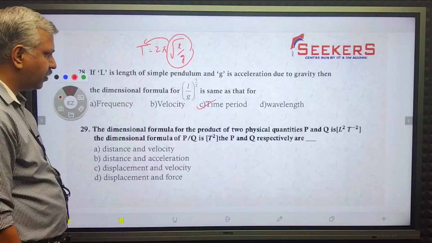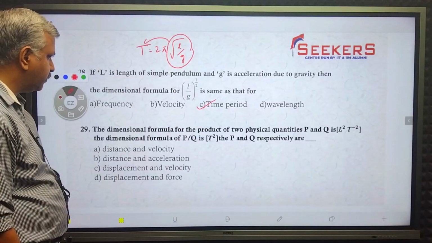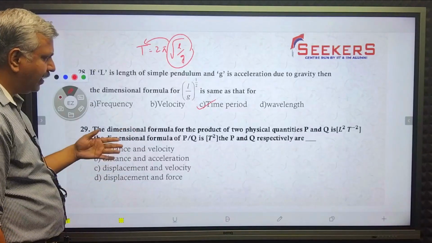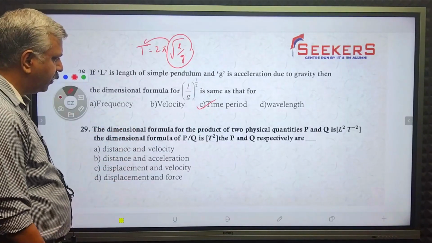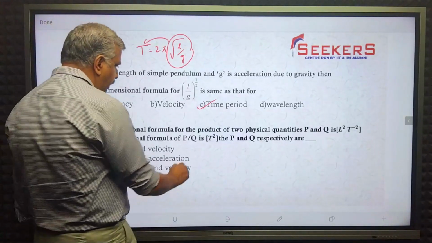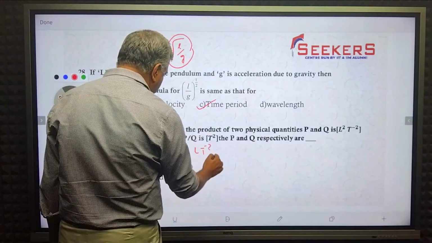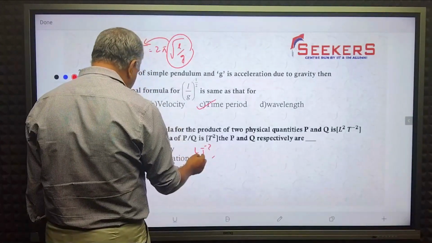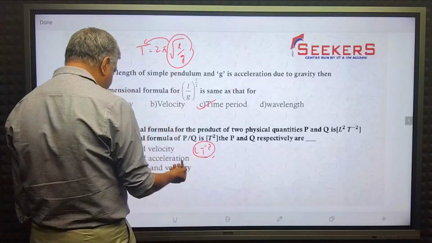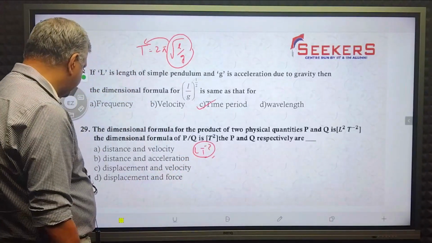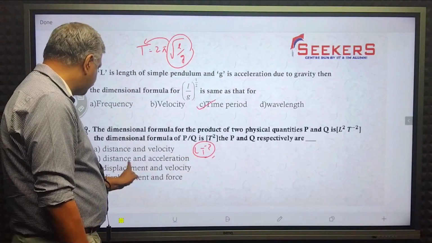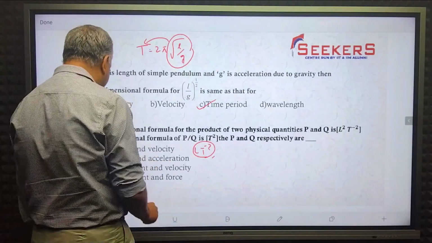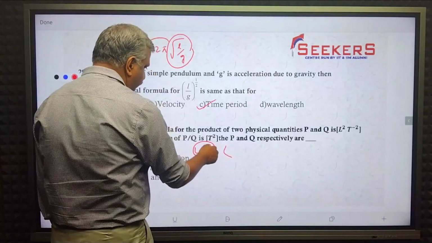Dimensional formula for the product of two physical quantities is L T square, dimensional formula P by Q is T square. Again L is the option, directly you can see. So the P and Q must be L T power minus 2 and L T power minus 2. So L T power minus 2 will be what? Acceleration. So let's look at distance and acceleration. So distance and acceleration will be the correct one. So one is L, the other one is L T power minus 2.